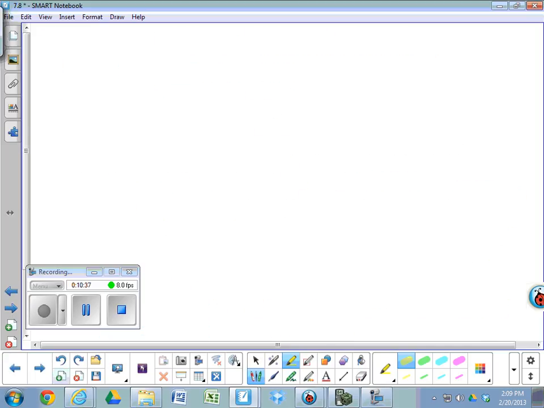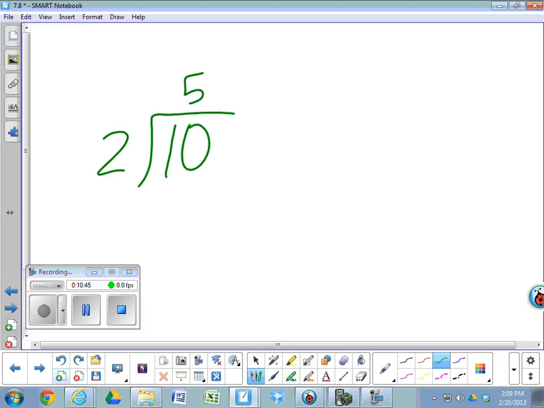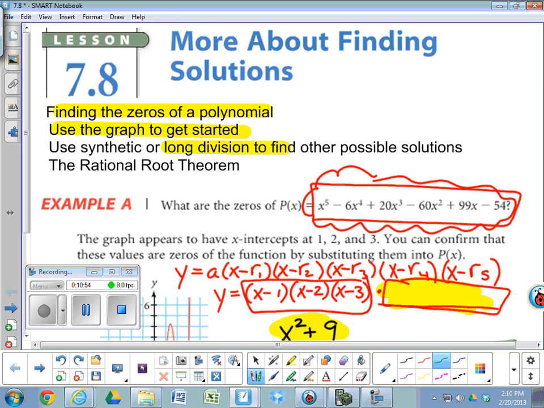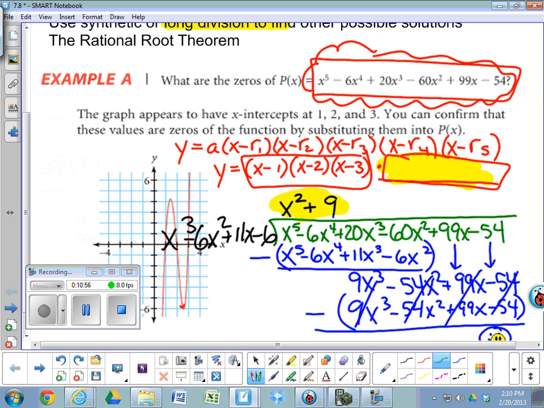I just want to say this. When we do 10 divided by 2, what is it? 5. That means that 10 equals 2 times 5, right? In this problem, we knew that this giant polynomial was equal to this red box, now it's green, times something. Division helped us find that missing something. So that missing something is x squared plus 9.